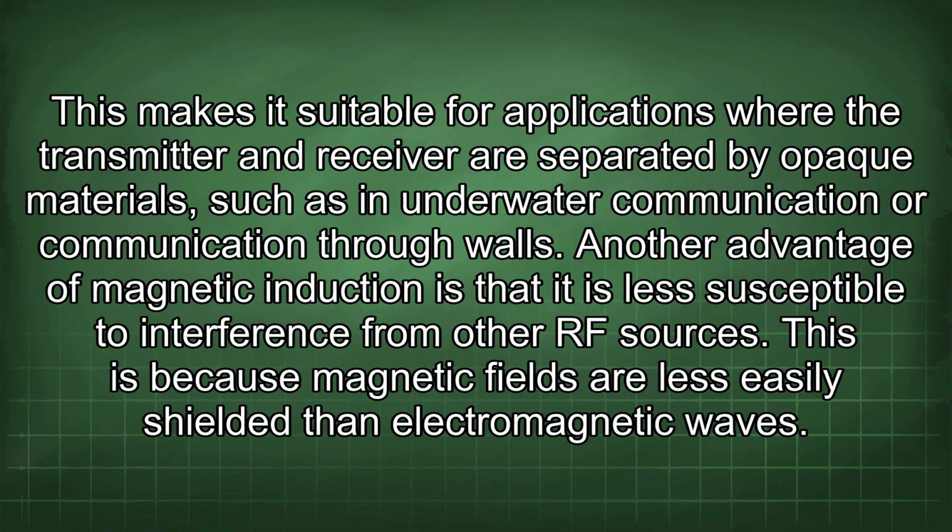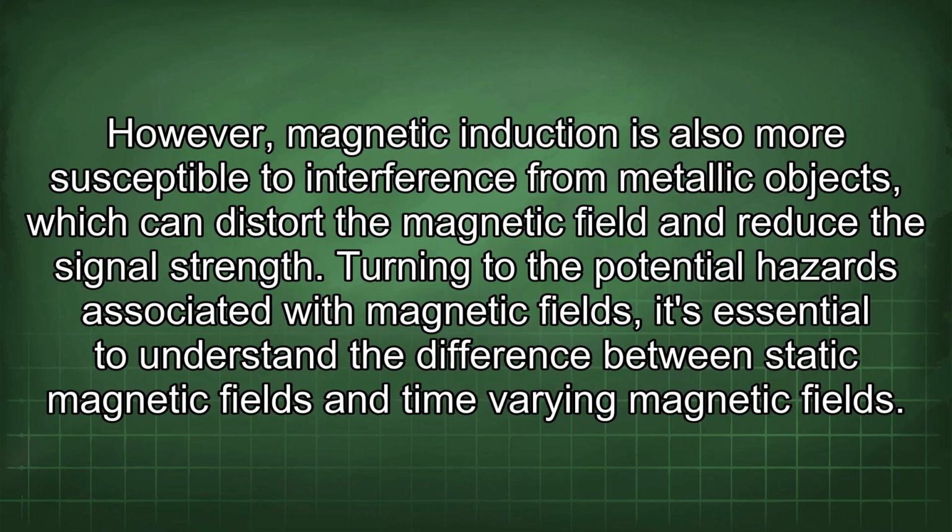This makes it suitable for applications where the transmitter and receiver are separated by opaque materials, such as in underwater communication or communication through walls. Another advantage of magnetic induction is that it is less susceptible to interference from other RF sources. This is because magnetic fields are less easily shielded than electromagnetic waves. However, magnetic induction is also more susceptible to interference from metallic objects, which can distort the magnetic field and reduce the signal strength.